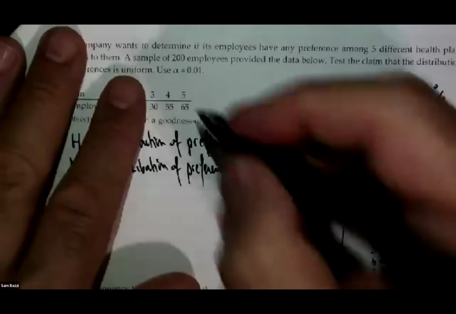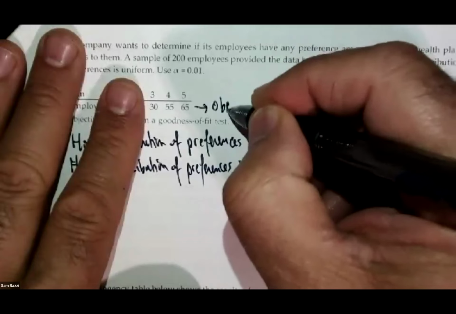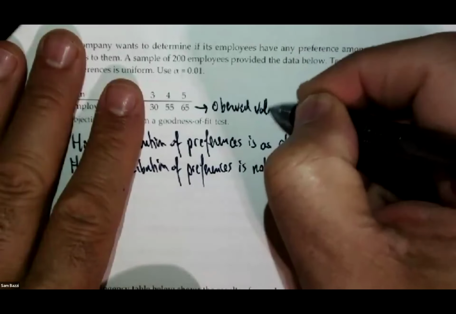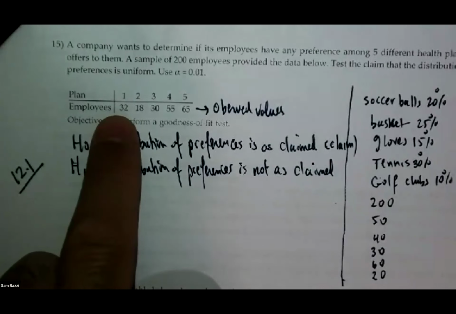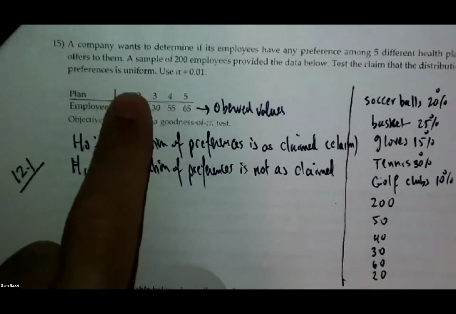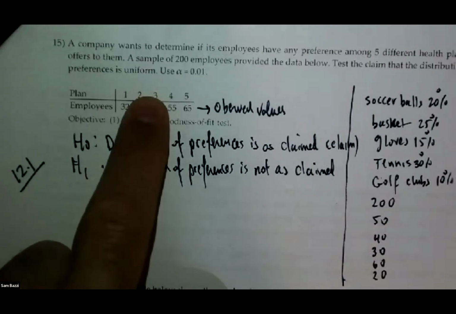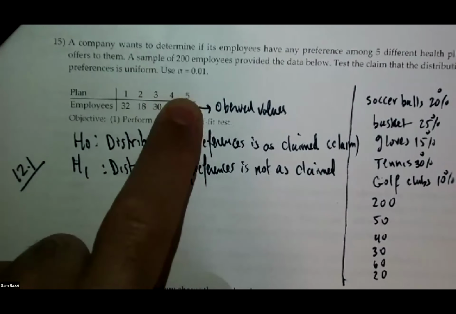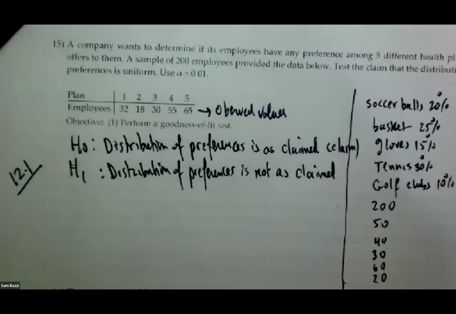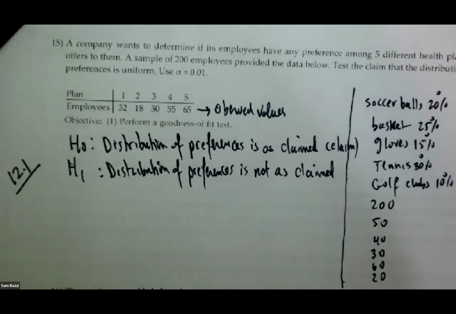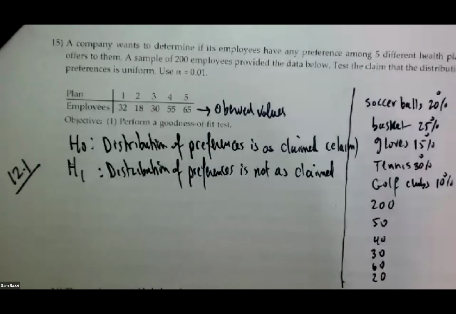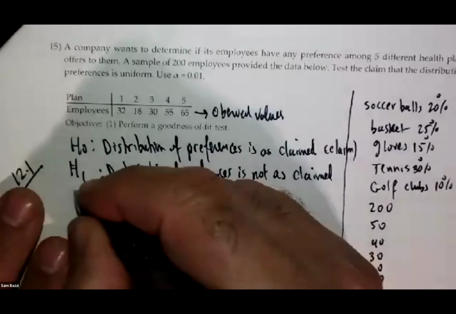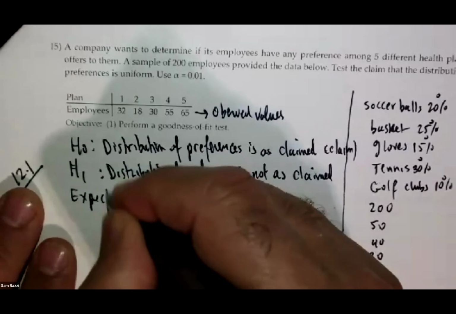These are the observed values. You already have them. So we surveyed 200 employees, 32 chose plan 1, 18 chose plan 2, 30 chose plan 3, 55 plan 4, and 65 plan 5. But he didn't give me percentages, guys, to use to find the expected numbers, but he's given me the key word. That's the claim that the distribution is uniform. So how am I gonna find the expected values and put them in L2?